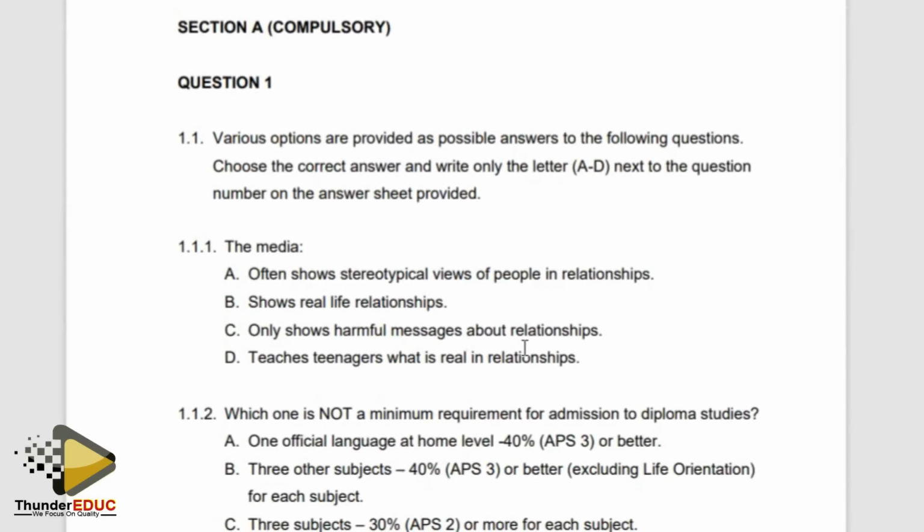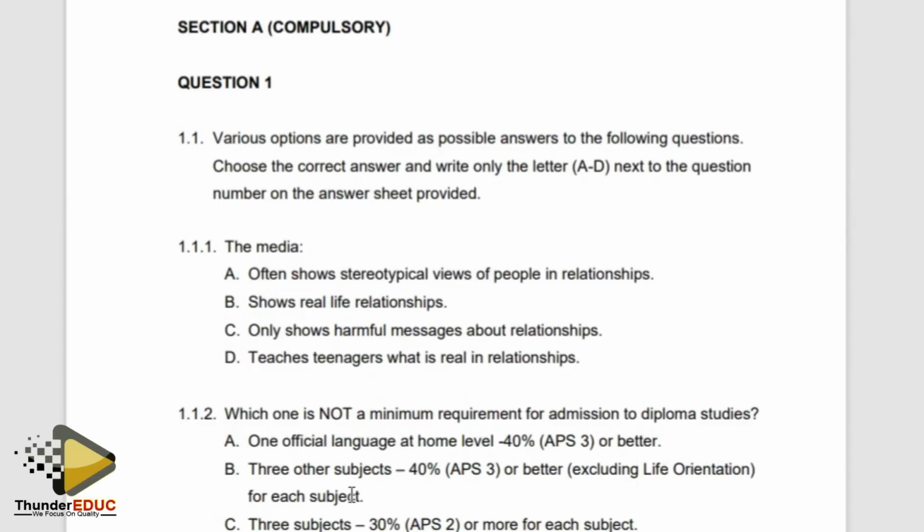Everyone. All right. So I'm here to discuss a memo for life orientation, grade 11. Yes, it's a past paper. It's a past paper, November exam. Okay, so I'll do a memo discussion.